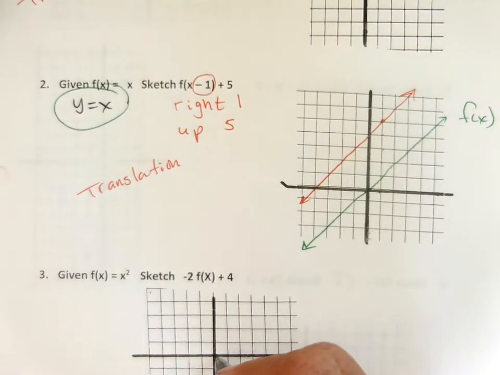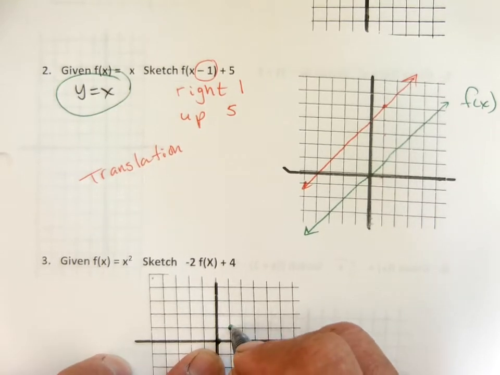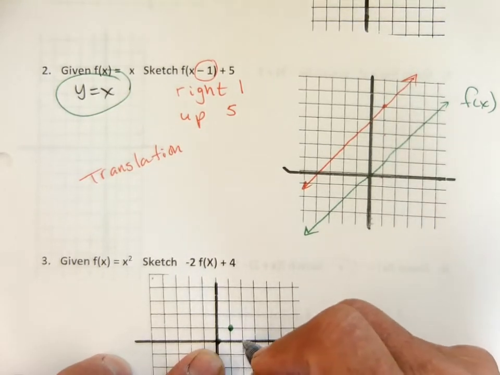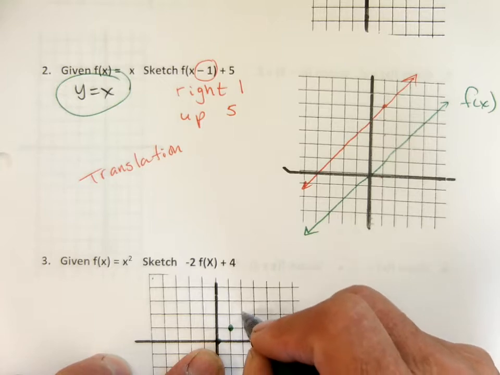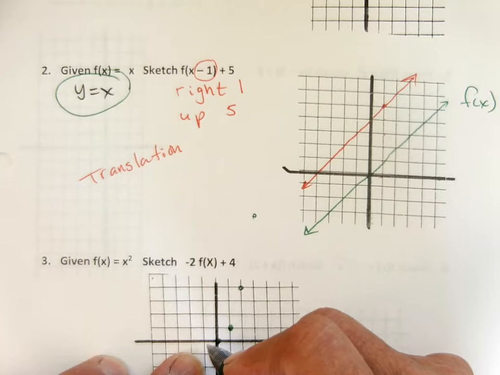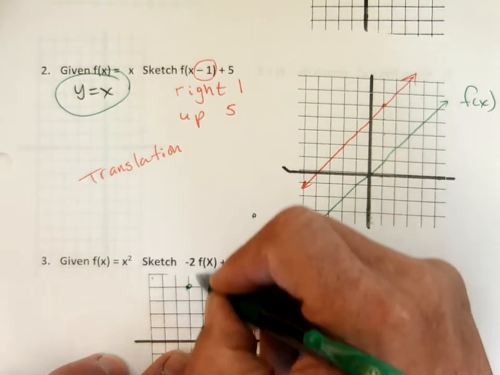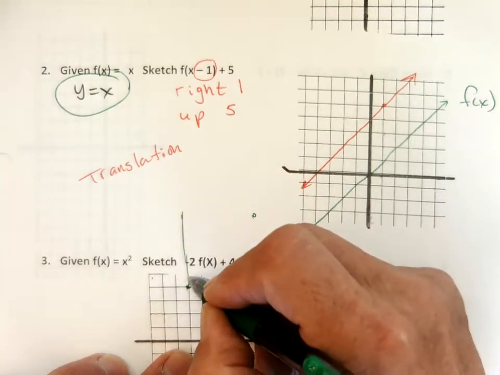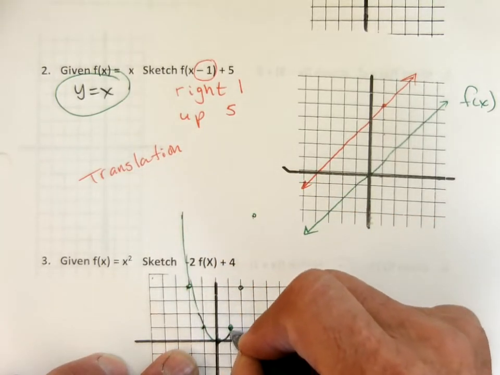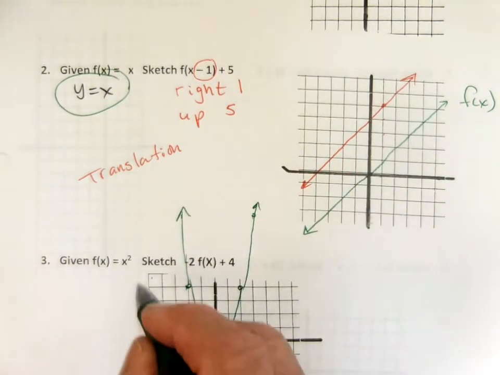I'm going to go 0 squared. 1 squared is 1. 2 squared is 4. I'm going over 2. 2 squared is 4. 1, 2, 3, 4. 3 squared is 9, which is up here. Negative 1 squared is positive 1. Negative 2 squared is positive 4. Negative 3 squared is positive 9. It's way up here, okay? That's my parent function.